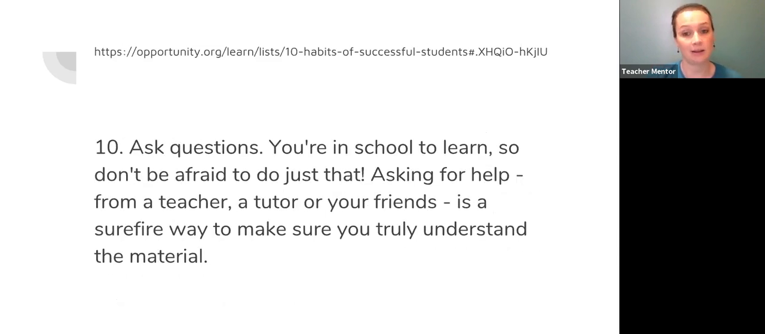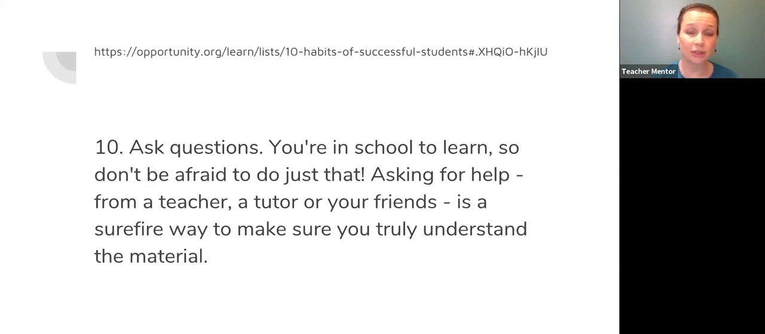And number 10, ask questions. This is one of my favorites. You're in school to learn, so don't be afraid to do just that. Asking for help from a teacher, a tutor, or your friends is a surefire way to make sure you truly understand the material. If you don't understand an assignment, ask.